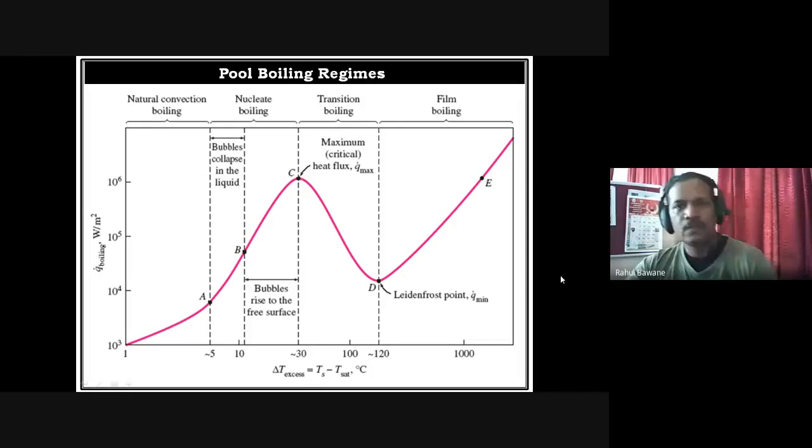So this is the most important point, the pool boiling region. You have to draw this curve and then explain this. No need to draw this temperature range. You can draw only a single arrow line. This is temperature and upward this is flux.